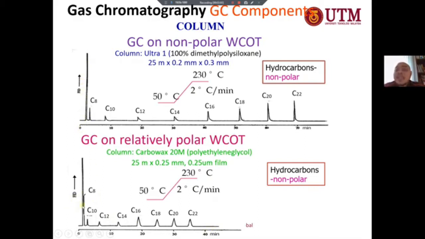Basically in GC, you can use either column. For example, can we use the polar column? Yes, we can. But how to improve the C8 situation? You can adjust the temperature programming. Later on, I will discuss that temperature programming.